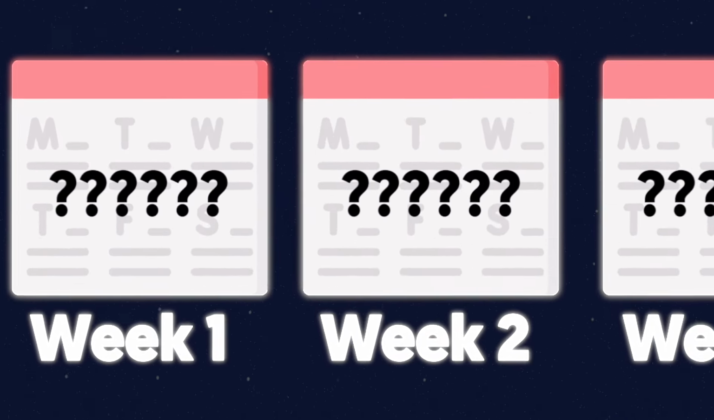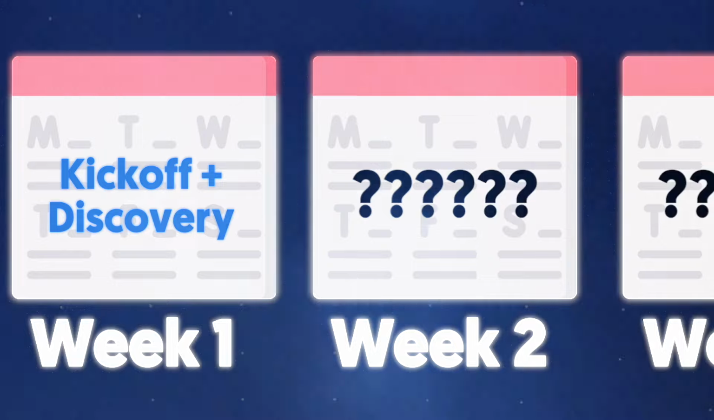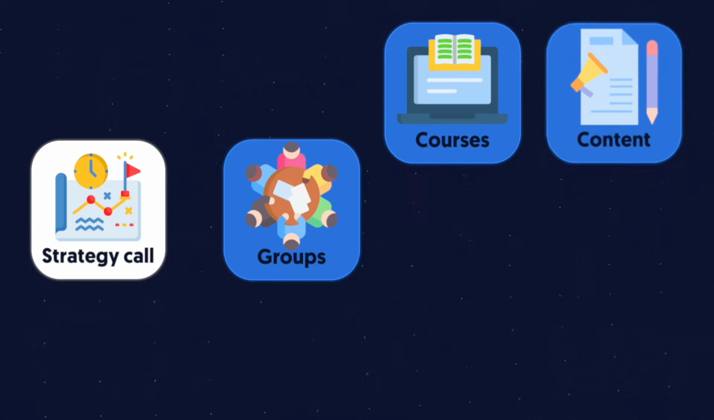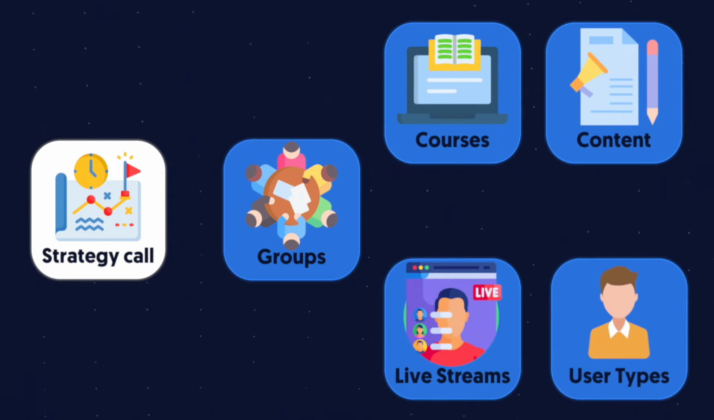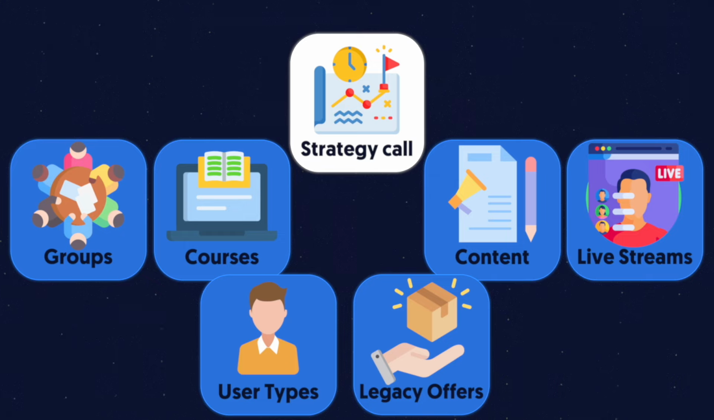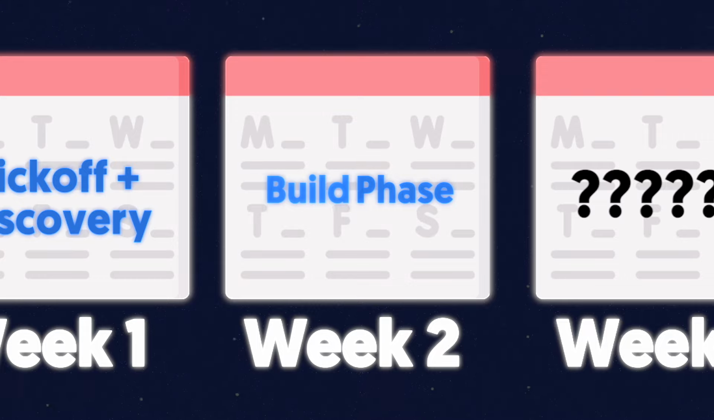First, in week 1, we're going to do a kickoff and discovery. We'll kick off with a strategy call with our team. In this, we're going to take all of your groups, all of your courses, all the content, the live streams, all of the different user types, even the legacy offers, and we're going to map that into one giant blueprint where you can see your entire community in a visual diagram and how it's all going to get connected.